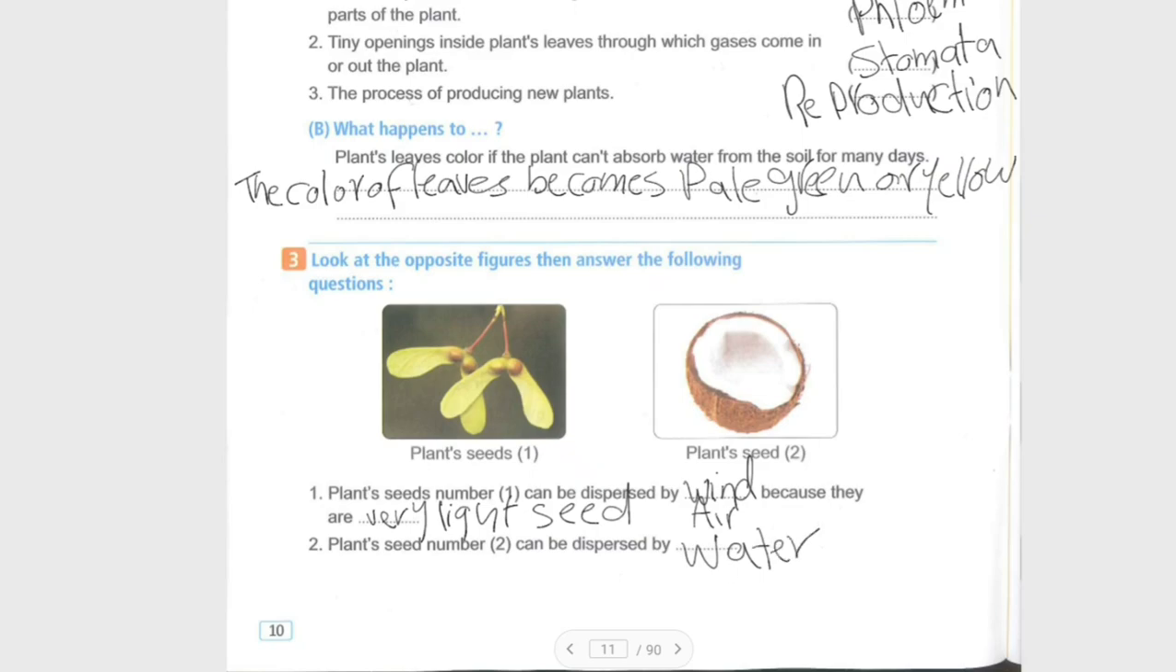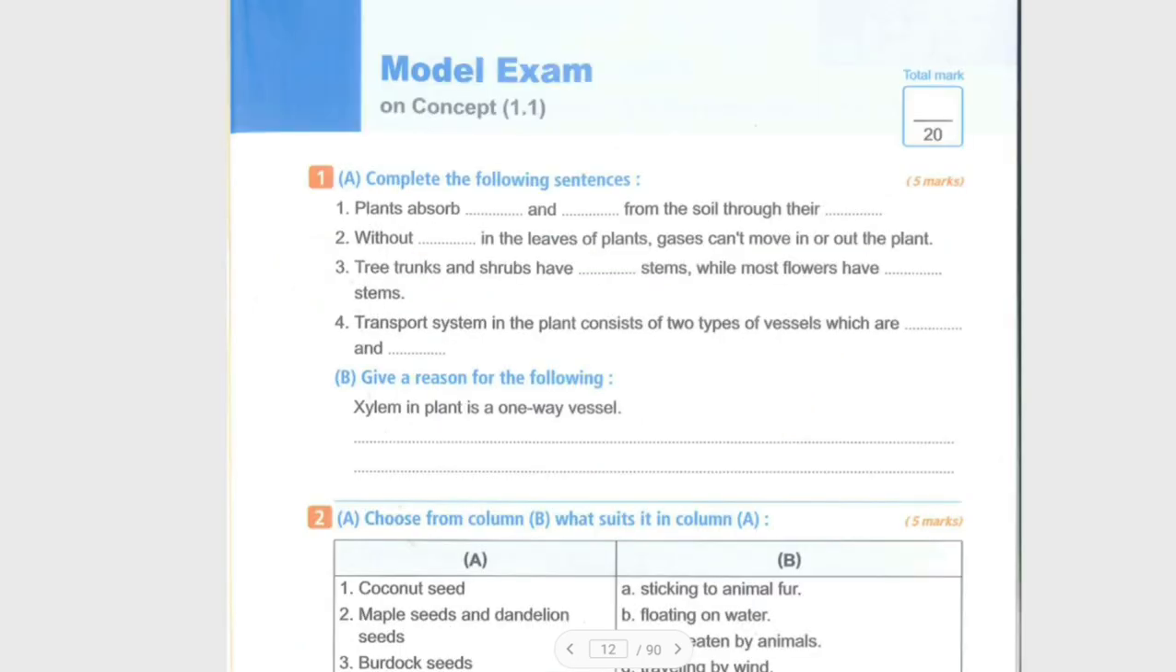And with that we finish the assessment on lesson 6. We'll go to the model answers for unit 1. Complete the following sentences. Number 1, plants absorb water and nutrients from the soil through their roots.